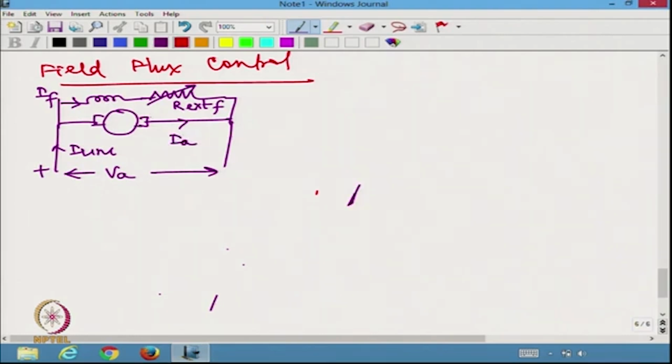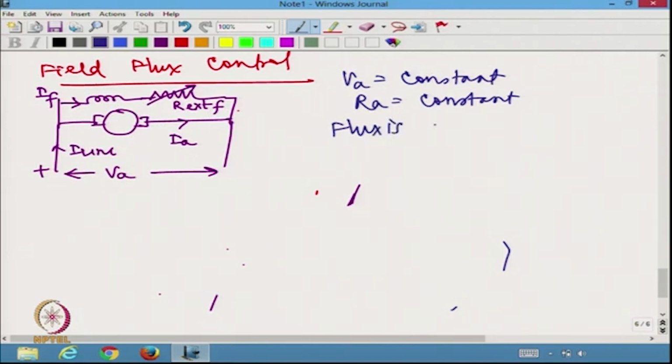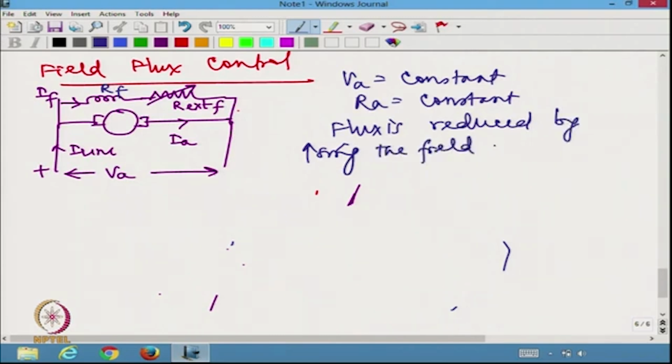So, what I am going to keep is basically VA equal to constant, RA is also constant, flux is reduced. Please understand, the inherent resistance what I have is RF. That RF is very much there. I can't include a negative resistance. I can only include a positive resistance. So, by increasing the field circuit resistance, we are reducing the field flux.